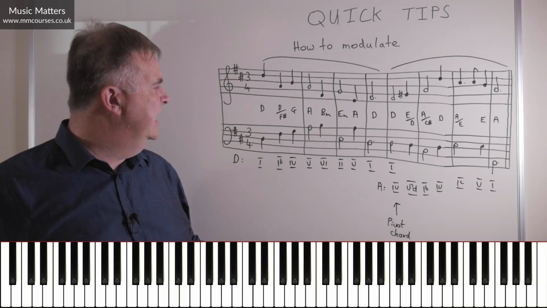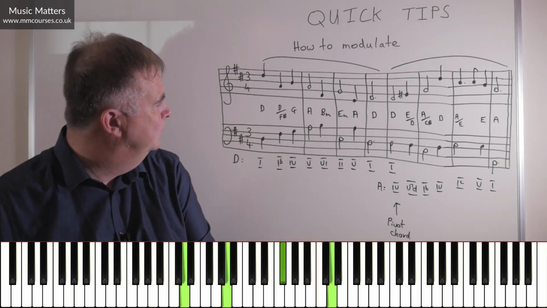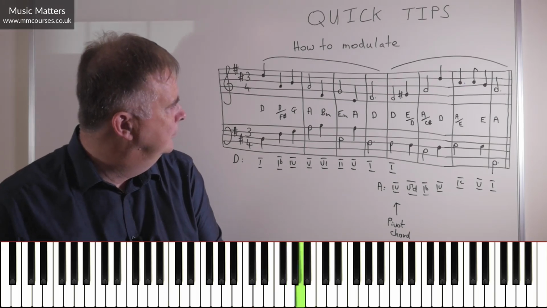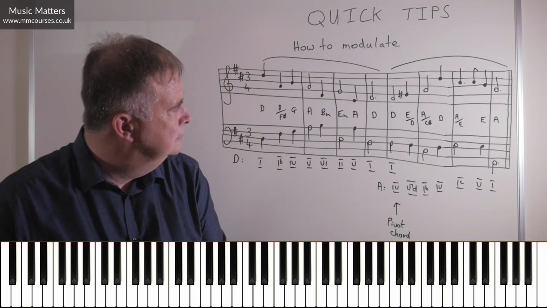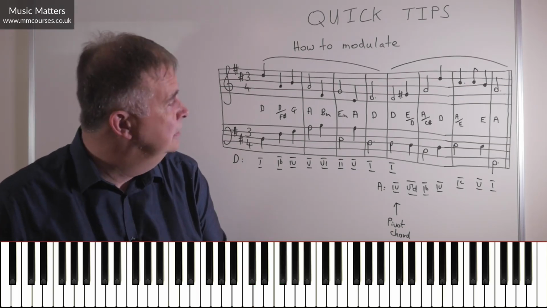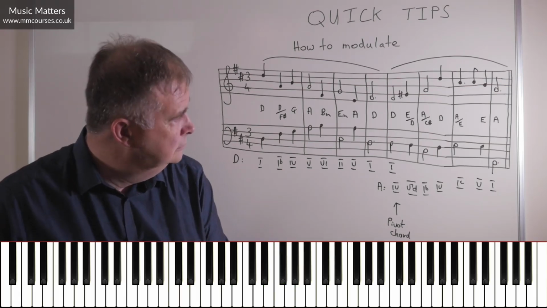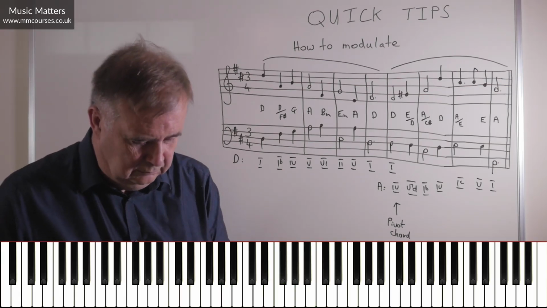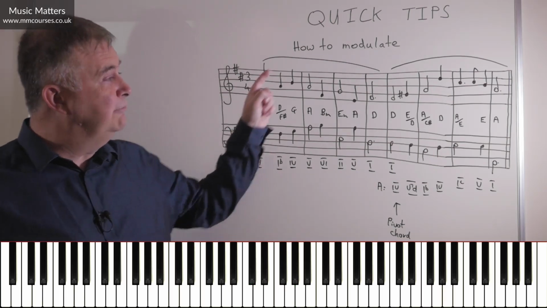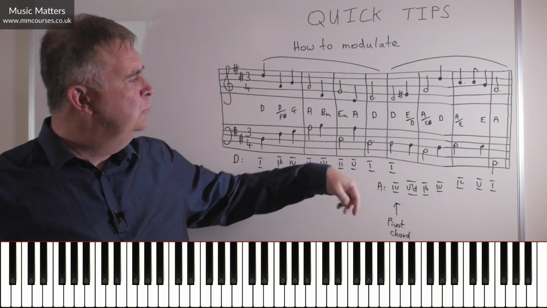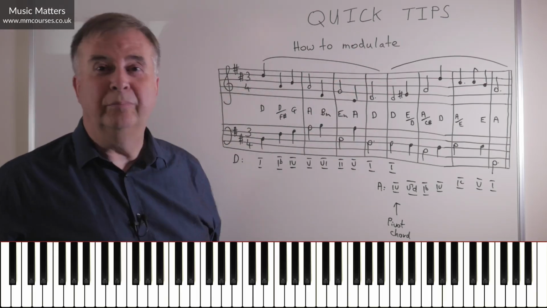So what does all this sound like? Well, let me just play you from the beginning. This is what we've got on the board. Here's the pivot chord. So you can hear that I've started in the key of D, I finished in the key of A, and really the modulation wasn't a bumpy corner at all because I used that pivot chord.